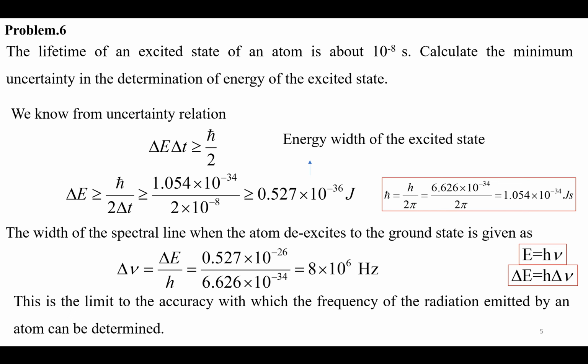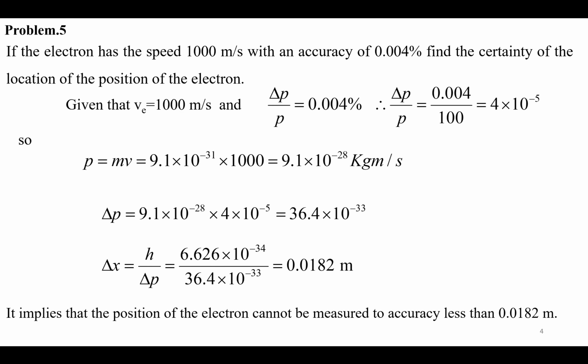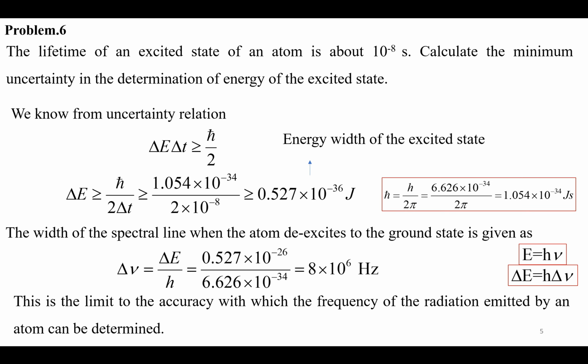This is also related to the uncertainty relation, but here we have used the energy and time uncertainty relation. Earlier we used del x and del p, which is greater than or equal to h bar by 2, but here we use del E del T greater than or equal to h bar by 2. So let us see. The lifetime of an excited state of an atom is about 10^-8 seconds. We are going to calculate the minimum uncertainty in the determination of energy, that is del E, of the excited state.